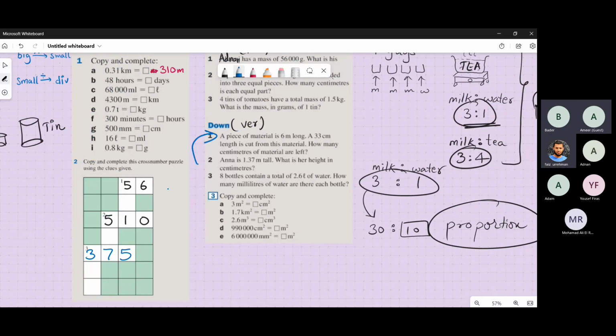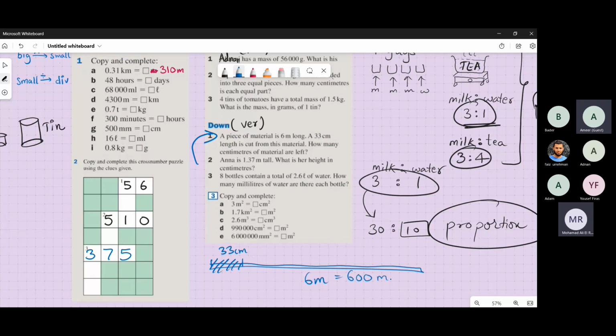Okay, now let's do the first one. A piece of material is 6 meters long, out of which 33 centimeters is cut. How much material is left? 6 meters will be 600 centimeters. Minus 33 centimeters will be 567 centimeters. Yes, it could be 5.67.